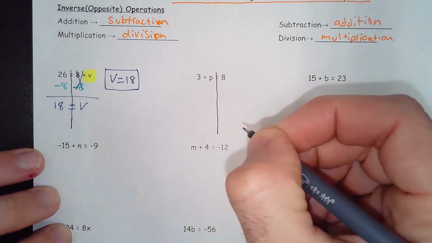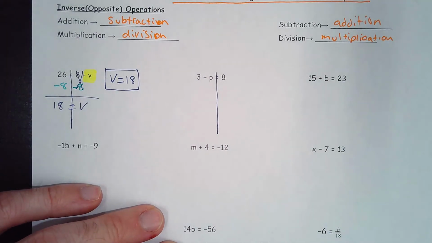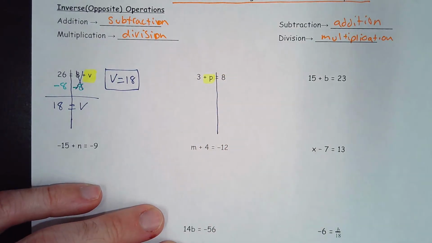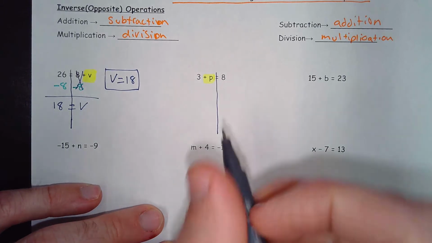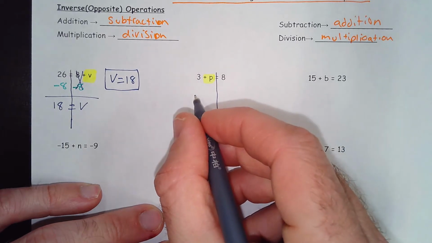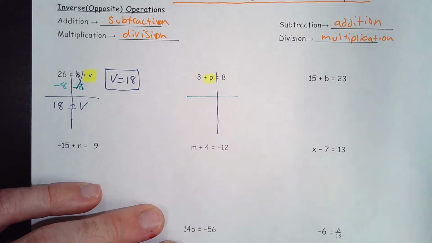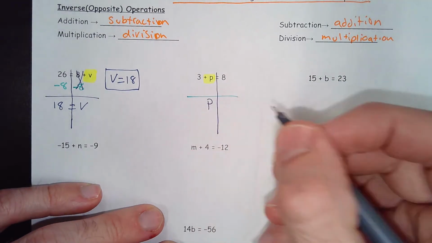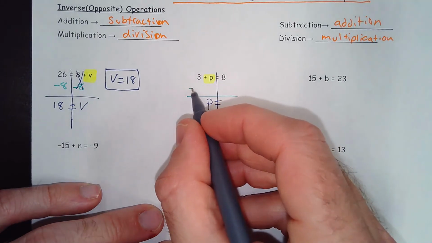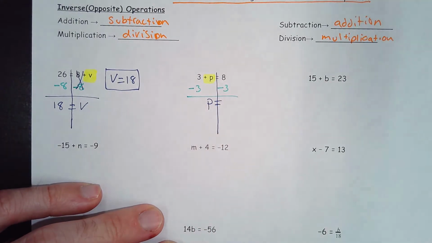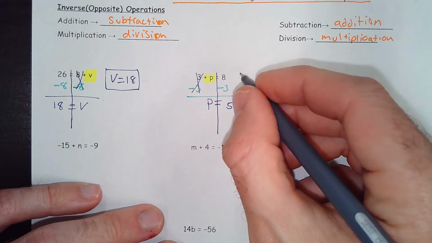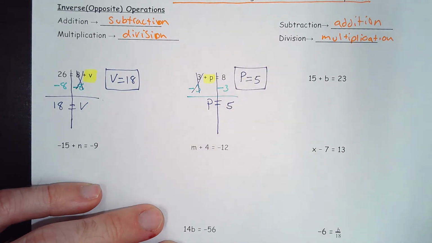First step, always draw that line. Then we need to find our variable so we know how to get it by itself. My variable is 3p. I want this to be alone, so I need to get rid of this 3. My goal is to do something here where when I'm done, I just have p left down here. P equals something. To do that, I need to get rid of this 3. So -3, -3. These cancel. 8 minus 3 is 5. P equals 5 is my solution here.